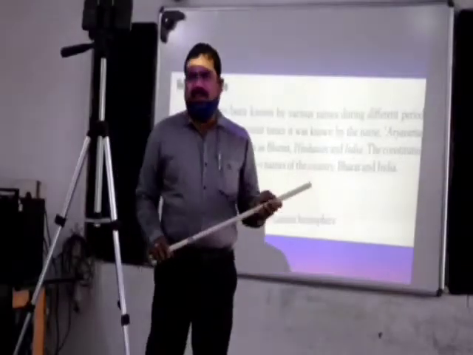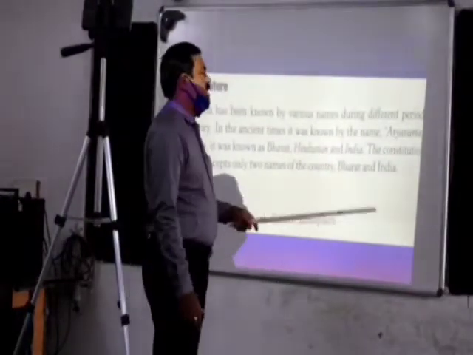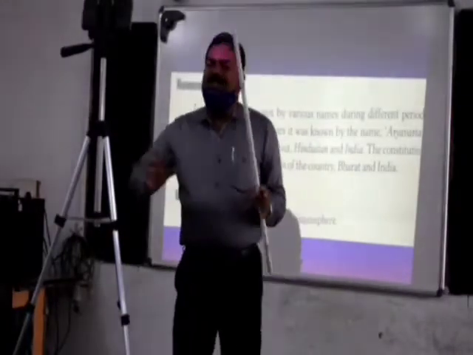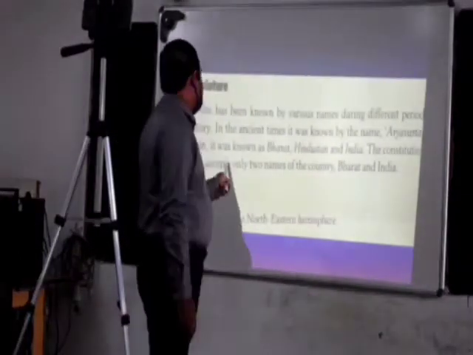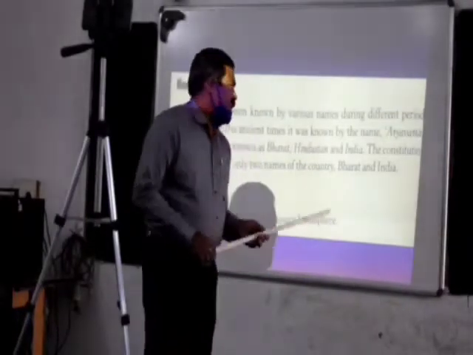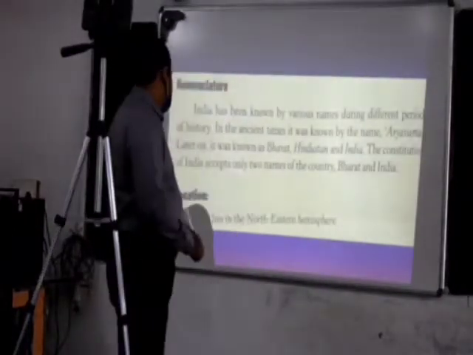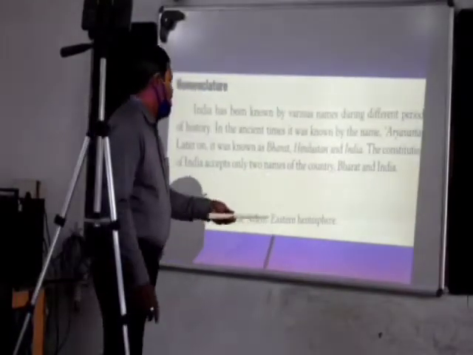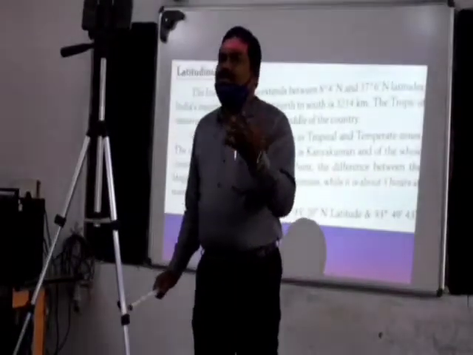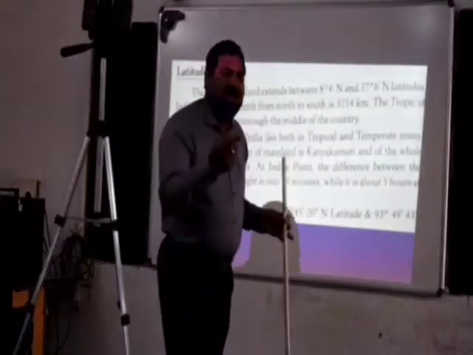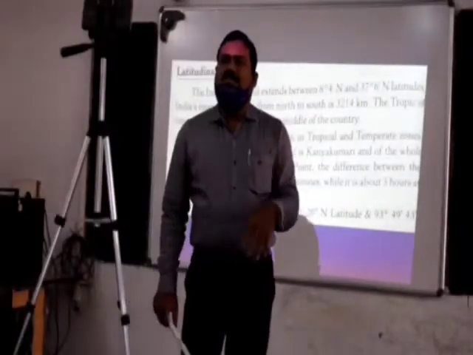India has been known by various names during different periods of history. In the ancient time, it was known by the name Aryavarta. It is said that religion started in India, and India was a very old country. Later on, it was known as Bharat, Hindustan, and India. The constitution of India accepts only two names of the country, Bharat and India. If we go to location, India lies in the northeastern hemisphere. Northeastern hemisphere means northern side in the context of latitude, and in longitude it is the eastern one. That's why India lies in the northeastern hemisphere.